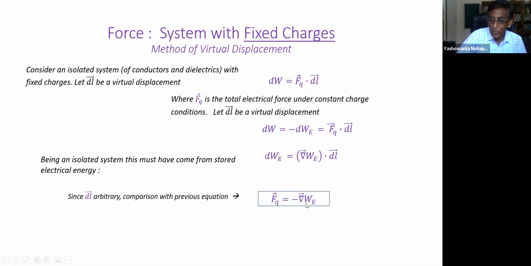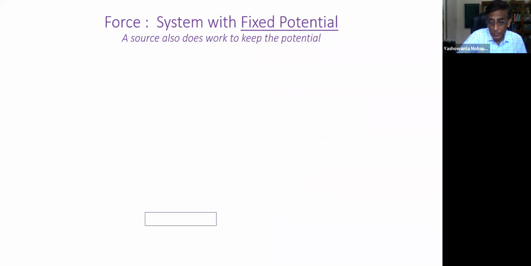Okay, so if I know WE, and since it is the gradient of WE, I can obtain F_Q in the x direction in Cartesian coordinates simply as minus del by dou x of WE, or Fx. This is something like the potential energy that you already did, obtaining forces in your earlier course. Okay, now let's look at the force of a system with fixed potential.